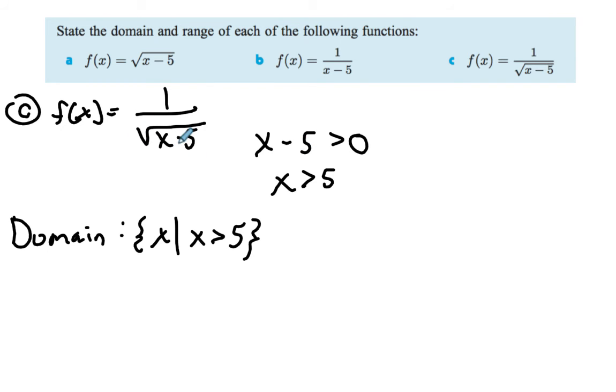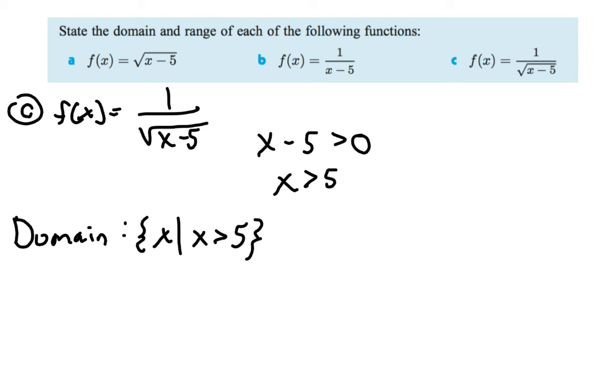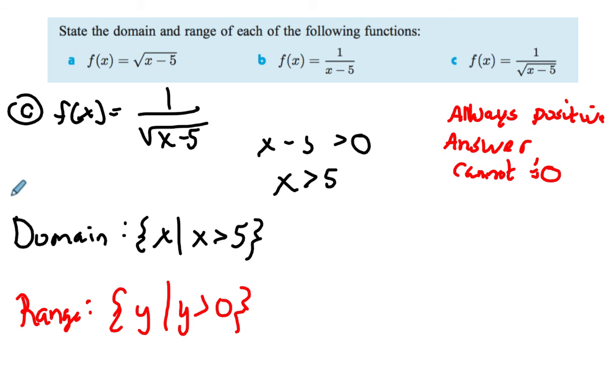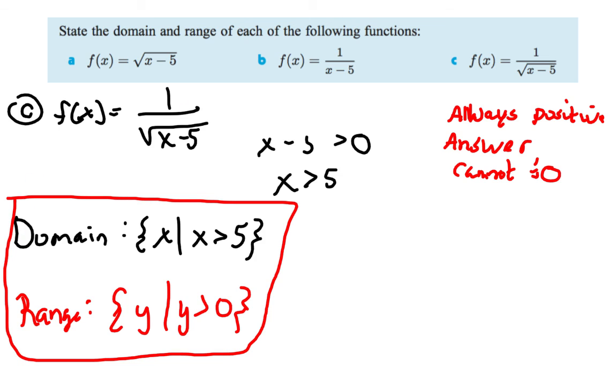To find my range, I'll think about what happens when I plug in values greater than 5. I'm getting positive numbers because the square root of a positive number always gives me positive. And since I'm greater than 5, remember I can't ever reach 0. So again, I have a fraction, a constant over a variable, and so it will always be positive, and it cannot ever be 0. So range is y such that y is greater than 0. And that's how you find the domain and range of an equation.